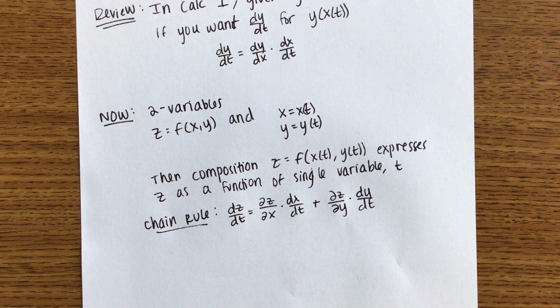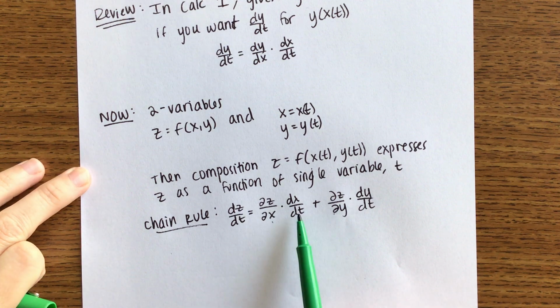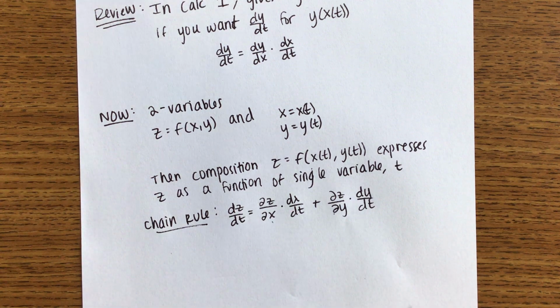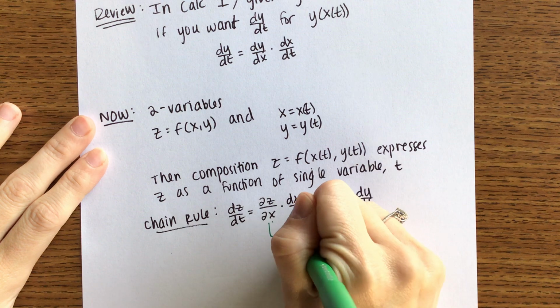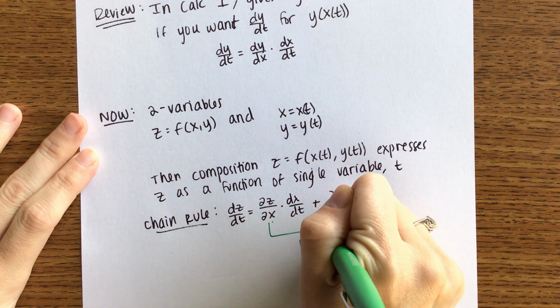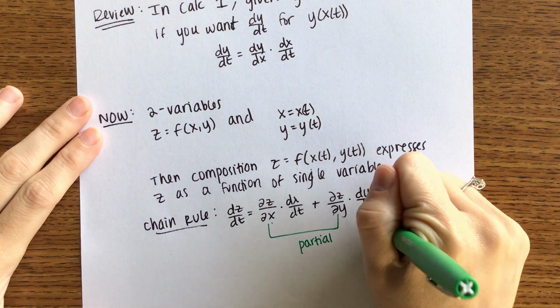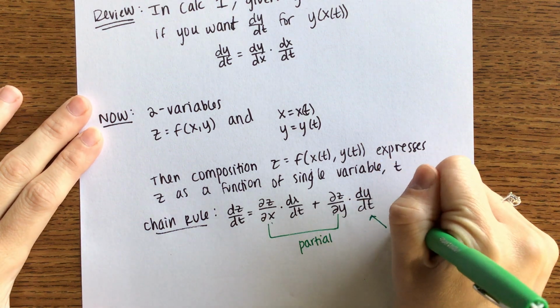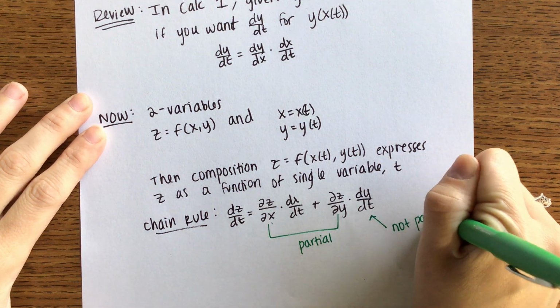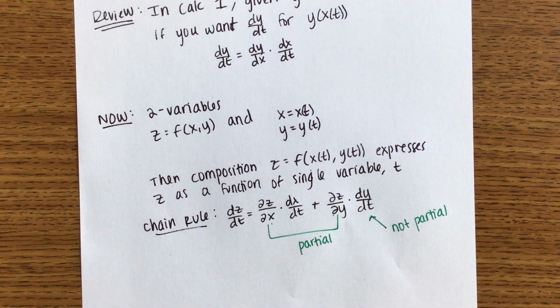Okay, so a few things we need to notice here is we have partials and then we have regular derivatives. So these two are both partial derivatives, and that's because z is a function of more than one variable. That dy dt and dx dt, these are not partials, and that's because x and y are just defined in terms of t. There's only one variable, so you don't take a partial derivative in this case.